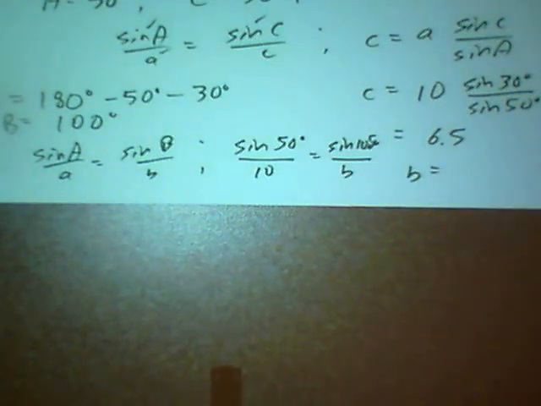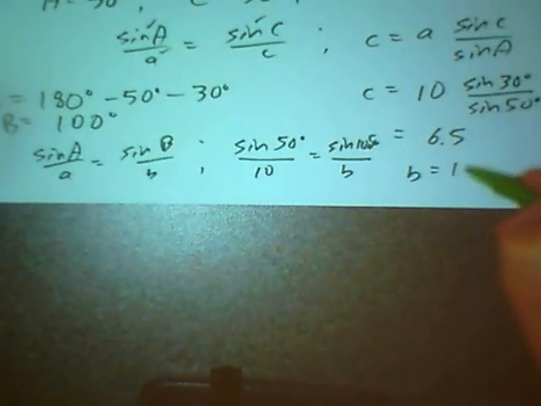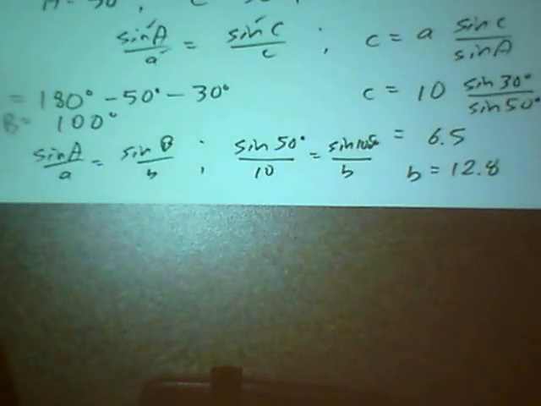Just because I'm running out of paper, I'm going to go ahead and do this calculation. It's going to end up being the sine of 100 divided by the sine of 50 times 10, 12.8. So now I have found all 6 parts of the triangle. The 3 angles A, B, C, and the 3 sides, small a, small b, small c.